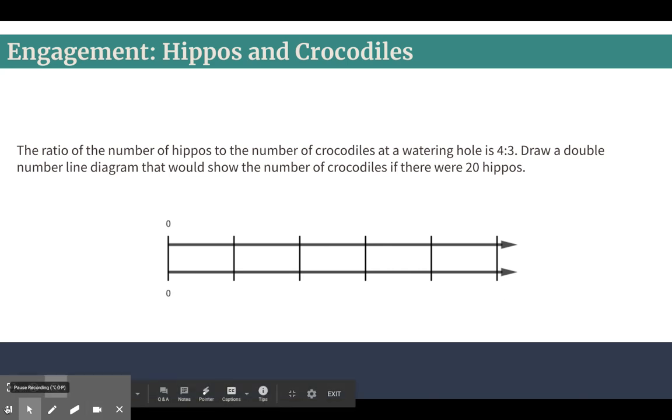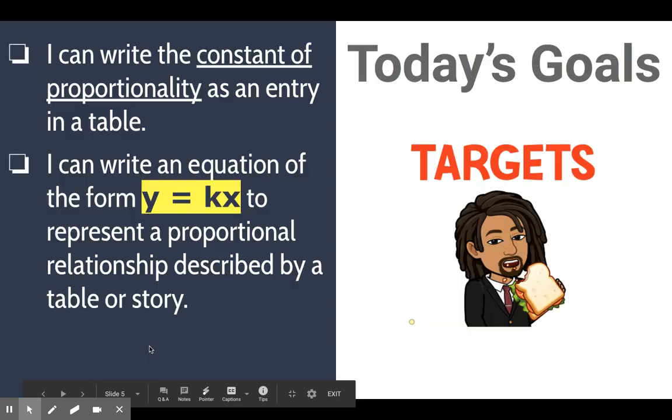Thank you so much to everybody that responded in the chat, and thank you for also putting this into your notes. So the correct answer, if I have 20 hippos, then I'm also going to have 15 crocodiles. So that was my answer for our engagement activity. Let's keep moving right along.